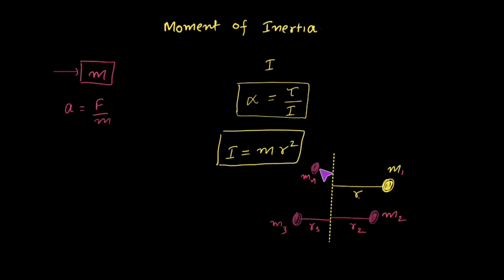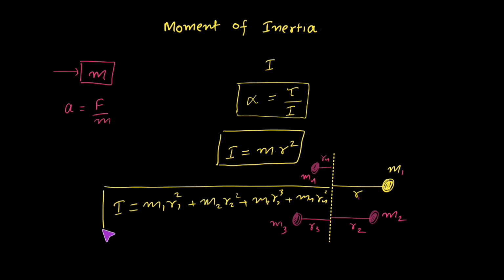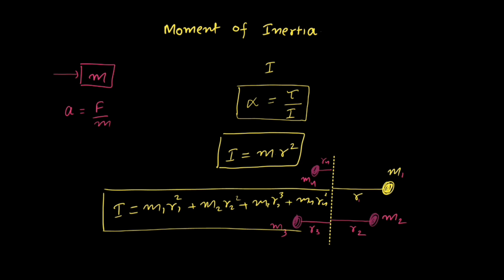Suppose this is mass m4 and the distance from the axis of rotation is r4. So the moment of inertia of this system would be I = m1 r1² + m2 r2² + m3 r3² + m4 r4². If we have more than 4 masses, we have to take the moment of inertia of each mass and add them all. So this way we can find the moment of inertia for a system consisting of more than one mass.